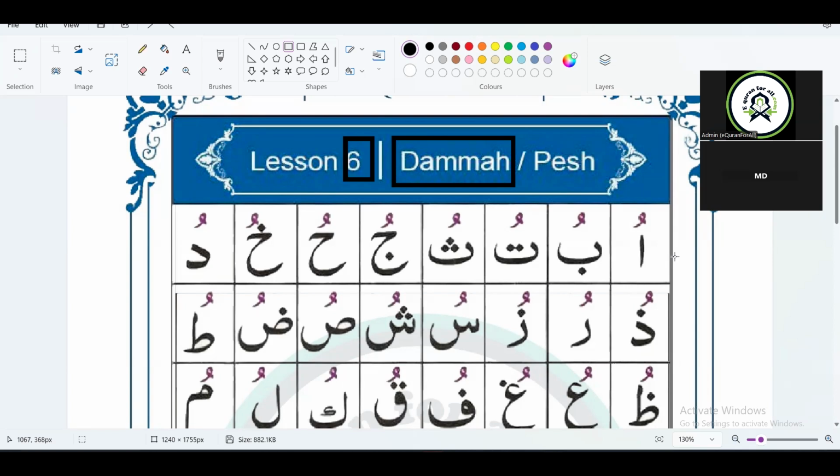Okay, first of all, read A'udhu Billah and Bismillah. أعوذ بالله من الشيطان الرجيم بسم الله الرحمن الرحيم. Okay, now start from here.